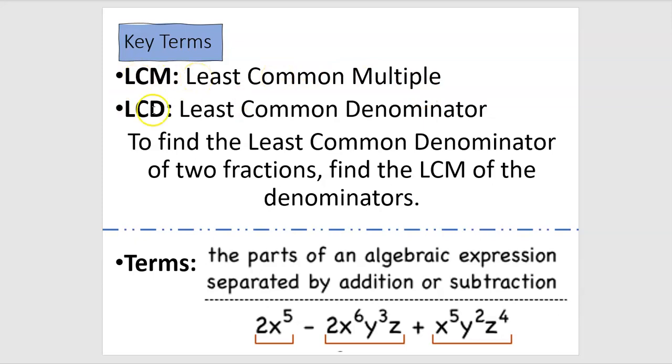Your LCM is used to find your LCD, which is your least common denominator. It's basically your LCM, but for fractions. I want to know what's the LCM of the denominators. Your terms, you're going to be asked to multiply each term. Terms are separated by addition and subtraction signs. So just keep track of each of your terms, each of your addition and subtraction signs, so that you know what you're separating your problem into and how many times you're going to multiply.